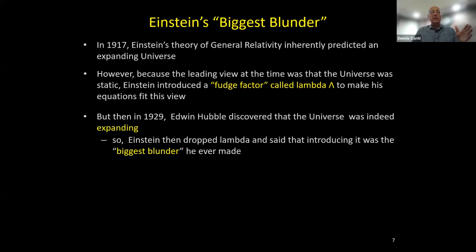Well, lo and behold, in 1929, Edwin Hubble discovered that indeed the universe was expanding. At that point, Einstein said this was the biggest blunder he ever made, was to put that fudge factor in, because his theory actually did predict that the universe was expanding.